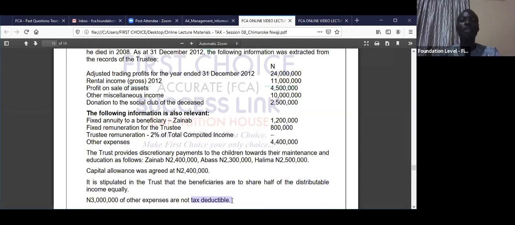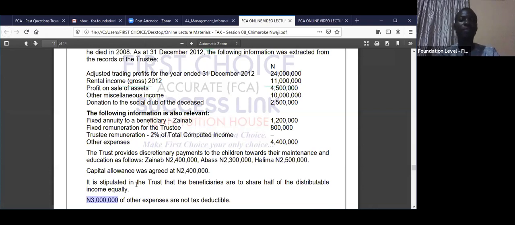Are not tax deductible. When they say something is not tax deductible, it means it is taxable. All these expenses are supposed to be tax deductible because they're allowable. But they said no. 3 million out of it is not tax deductible. That means these are not allowable expenses. So that means we have to remove these 3 million and take the net as allowable.